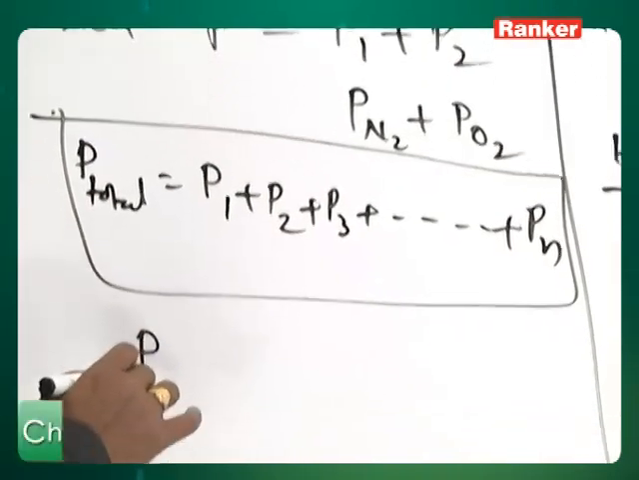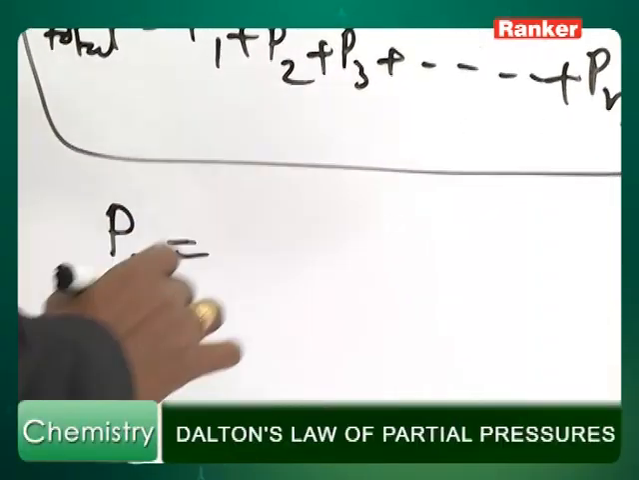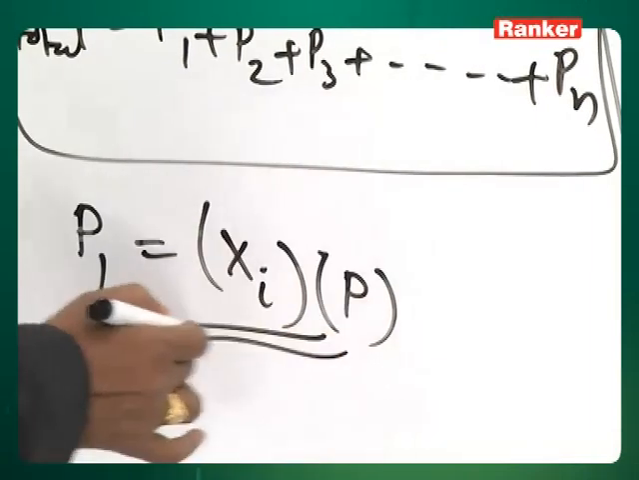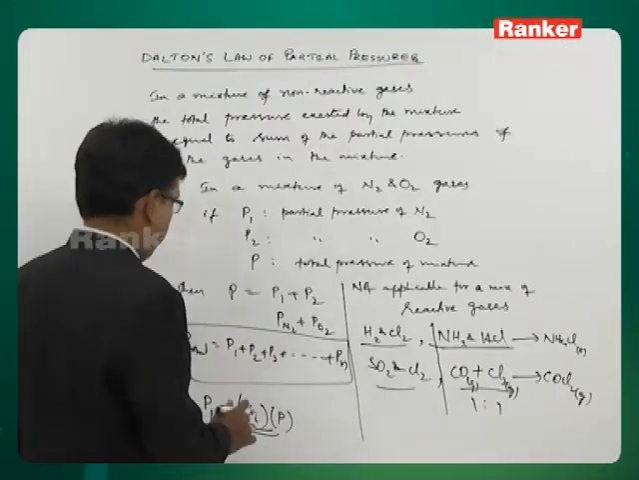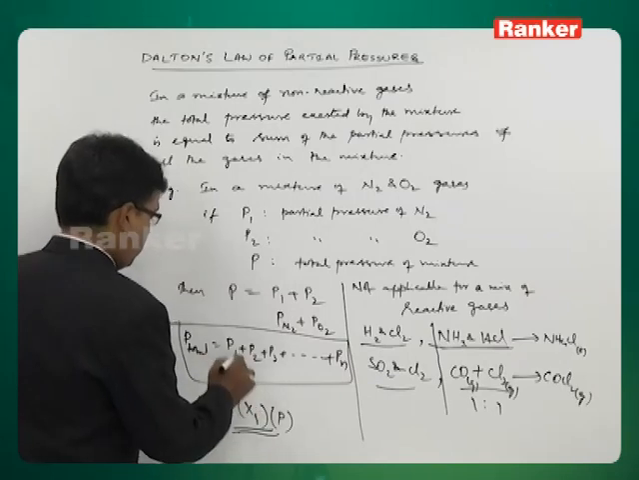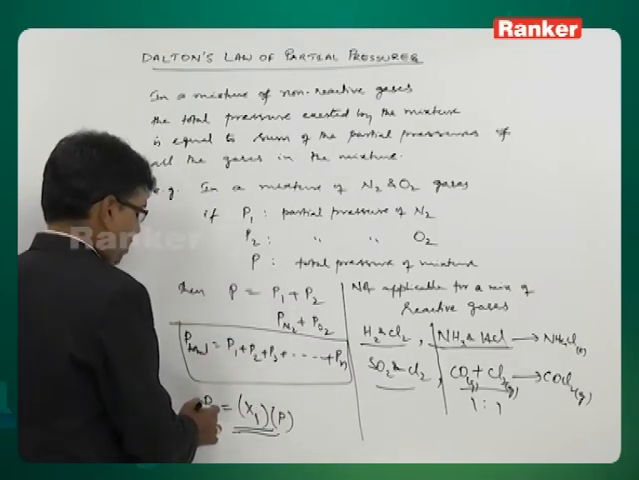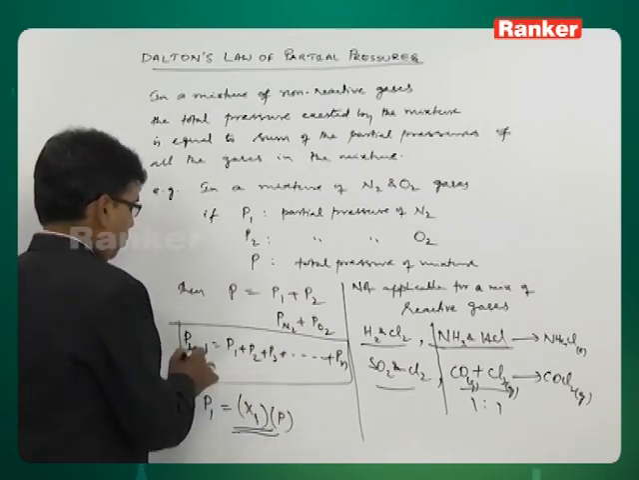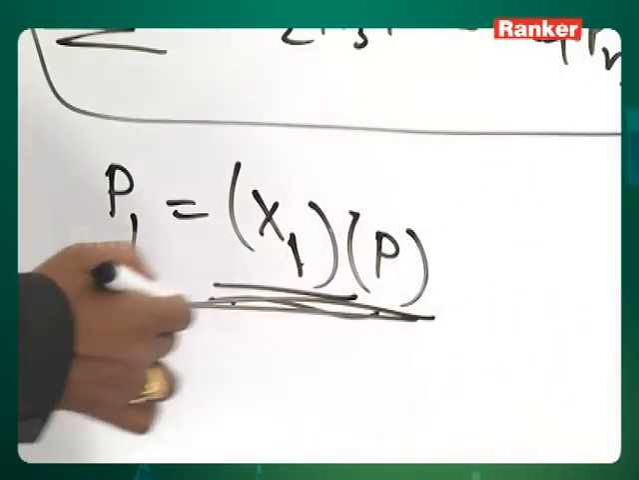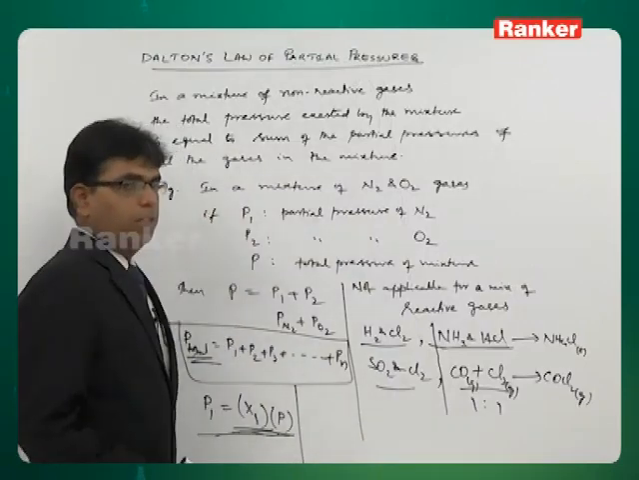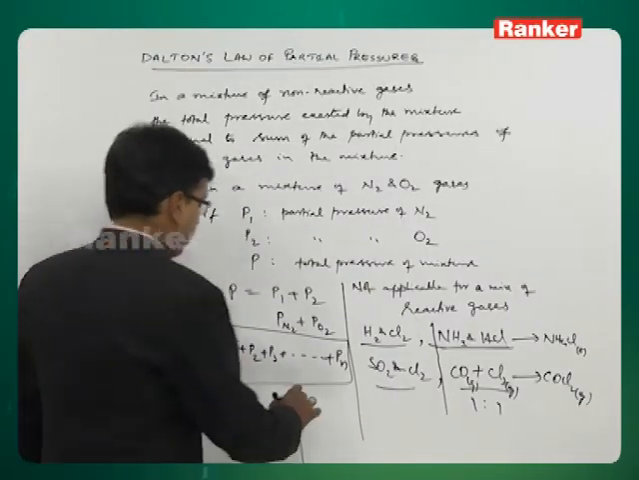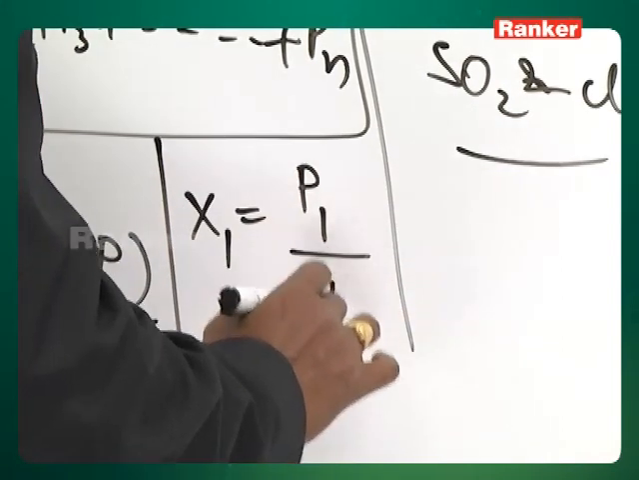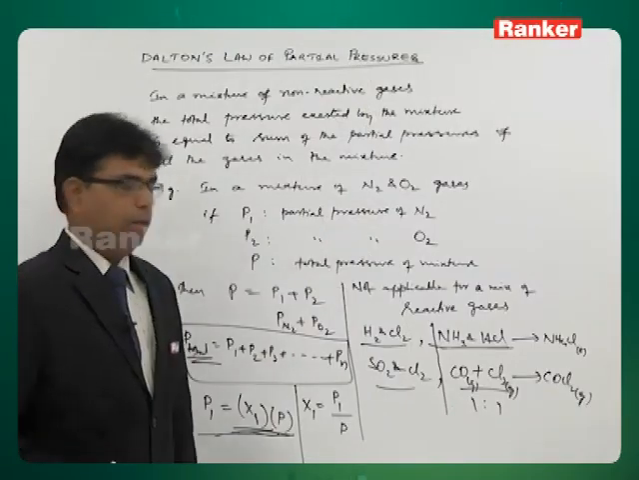So, P1 obviously will be equal to X1 into total pressure, where X1 is the mole fraction of the first gas. That is, the pressure exerted by gas 1 is equal to the mole fraction of gas 1 in the mixture into P total. The other way around, if you are able to determine the partial pressure and the total pressure separately, then the mole fraction is equal to the partial pressure divided by P total.